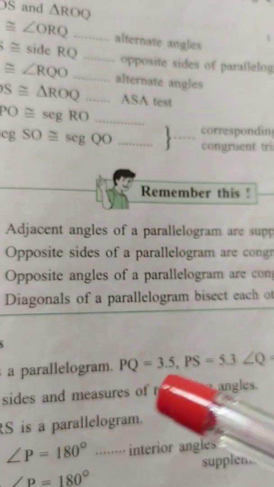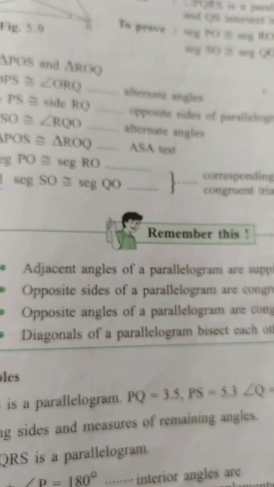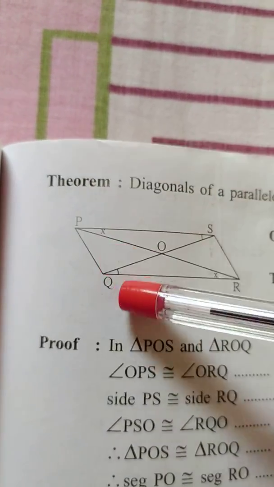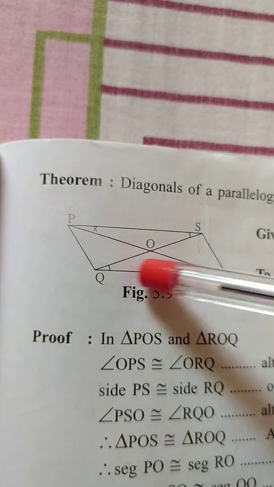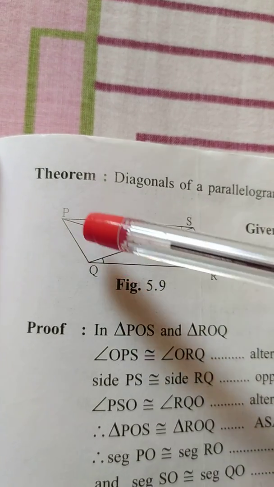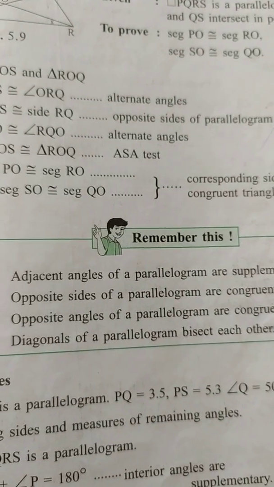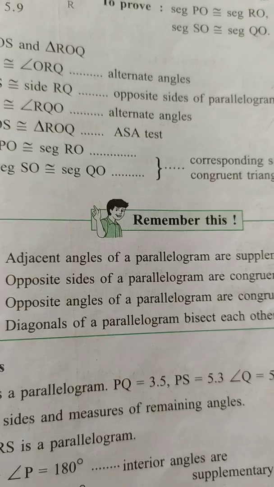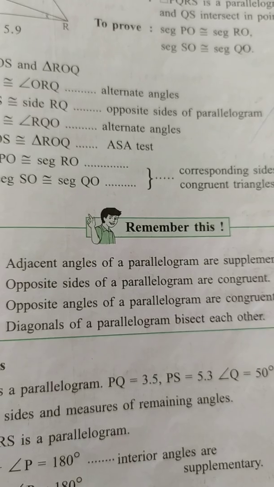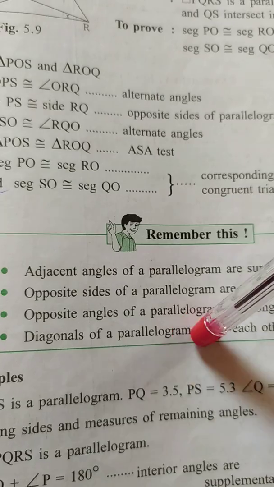Remember this. Adjacent angles of a parallelogram are supplementary. So if you have a parallelogram, you have adjacent angles which are supplementary. Naturally, the sum of the adjacent angles should be equal to 180. Why? Because they are in between two parallel lines. So when you have two parallel lines, the interior angles are supplementary. That is why it is given adjacent angles of a parallelogram are supplementary. Opposite sides of a parallelogram are congruent. We just now proved. Opposite angles of a parallelogram are congruent. Diagonals of a parallelogram bisect each other. So remember this. You need to write all these 4 points in your classwork.